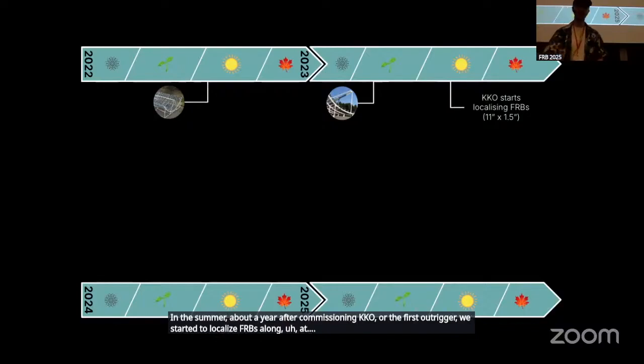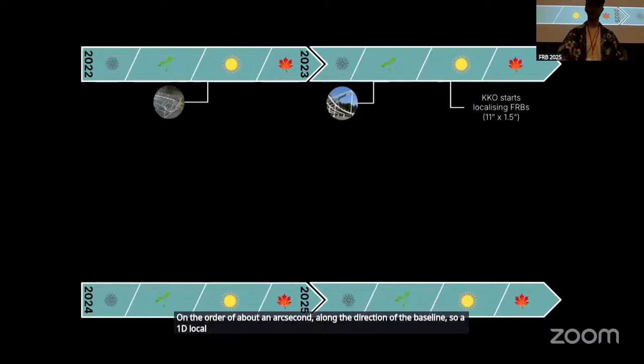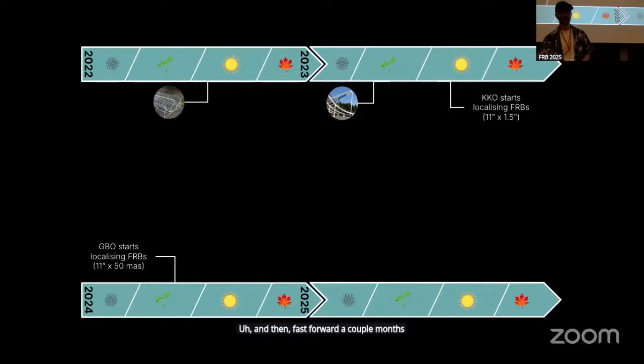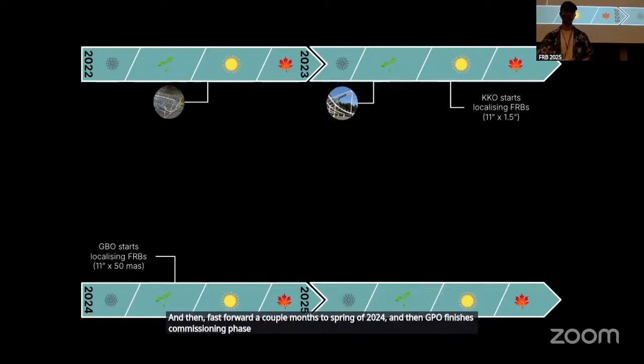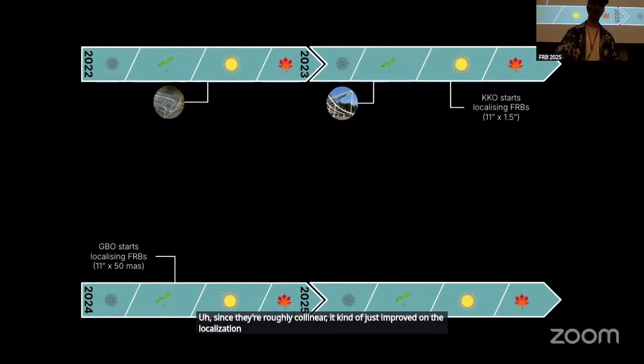In the summer, about a year after commissioning KKO, the first Outrigger, we started to localize FRBs on the order of about an arcsecond along the direction of the baseline, so a 1D localization preferential to the east-west direction. Then fast forward a couple months to spring of 2024, and GBO finished its commissioning phase and also started to localize along the east-west direction. Since they're roughly collinear, it improved on the localization accuracy of KKO by a couple orders of magnitude.